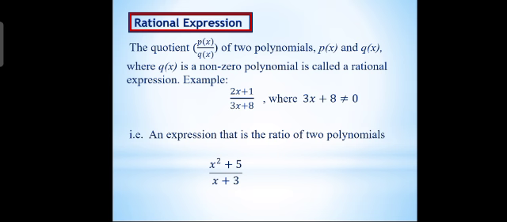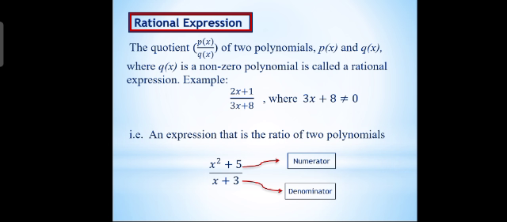You can say x square plus 5 over x plus 3. This is a ratio form. Here the top one is the numerator and the bottom one is the denominator, and both are polynomials, and the bottom one is not equal to 0. So this ratio form is called a rational expression.